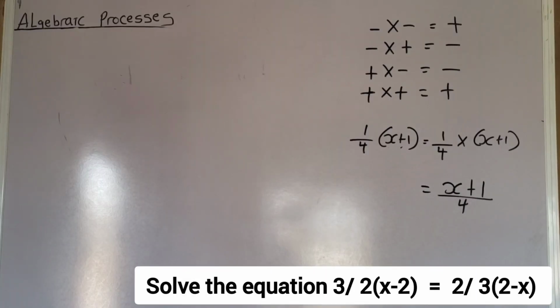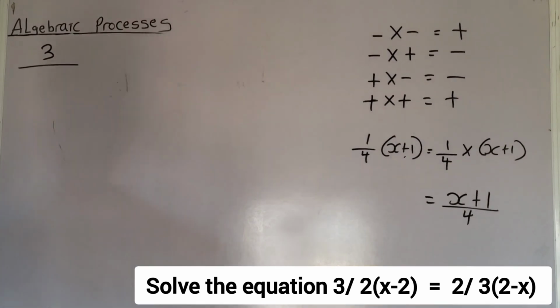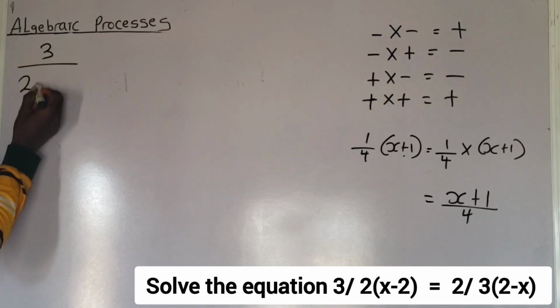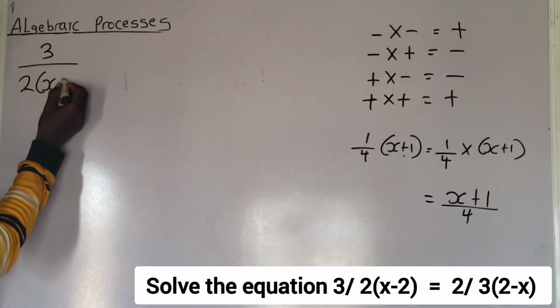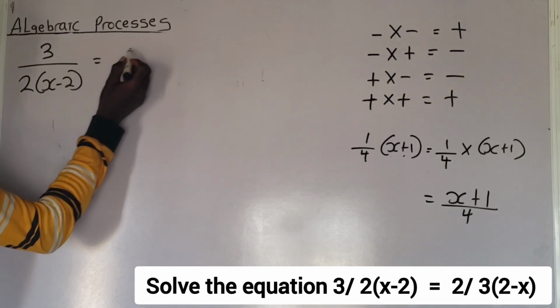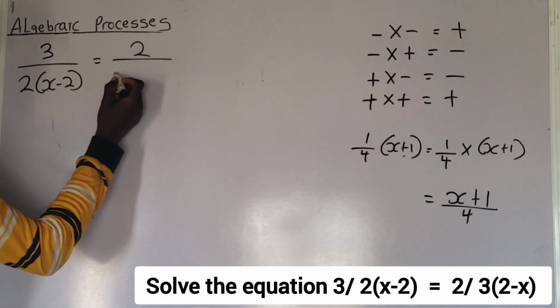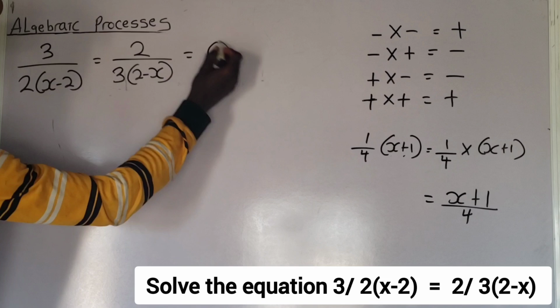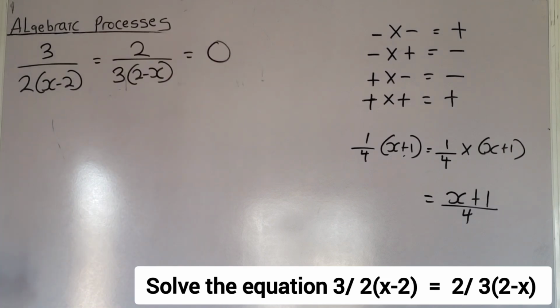Solve the equation 3 all over 2 into bracket x minus 2 is equals to 2 all over 3 into bracket 2 minus x. The goal here is to determine the value of x. Okay, so let us proceed. For this I'm going to have 3 all over 2 into bracket x minus 2 is equals to 2 all over 3 into bracket 2 minus x. We have to find the value of x.